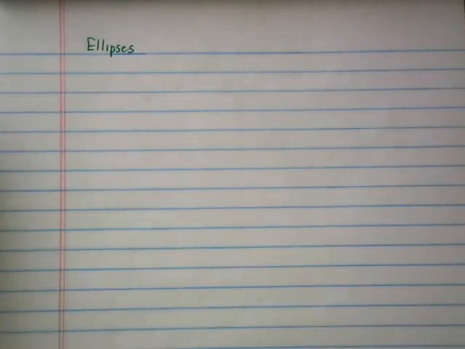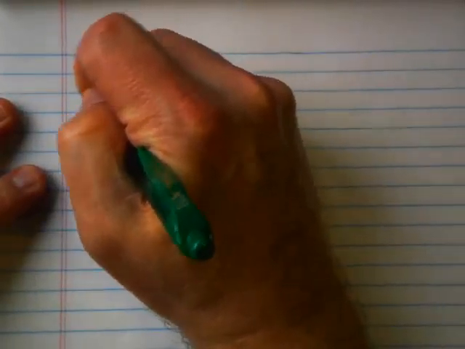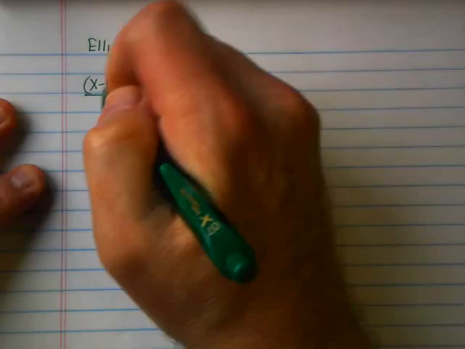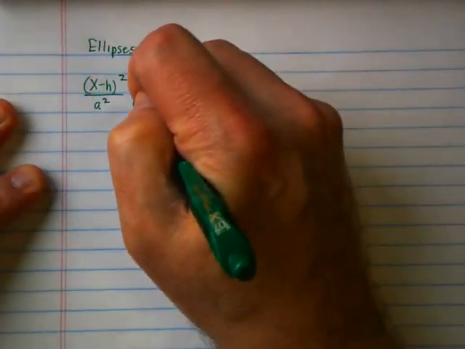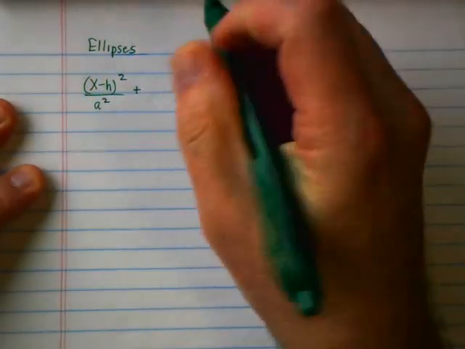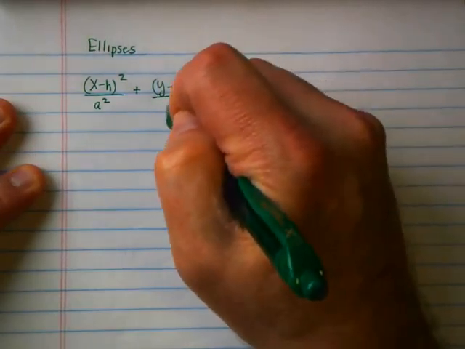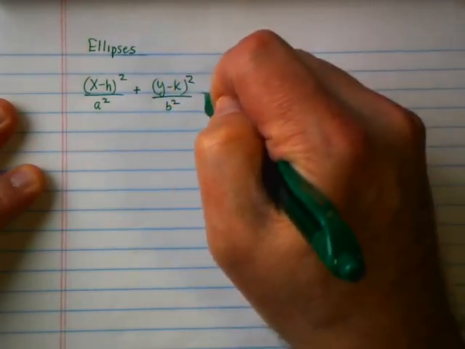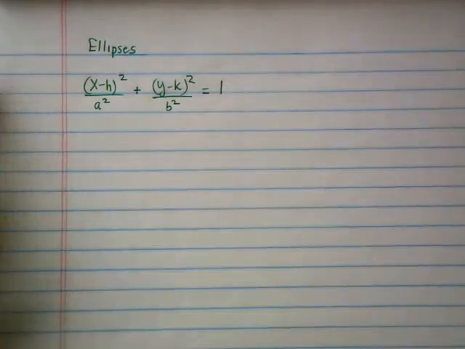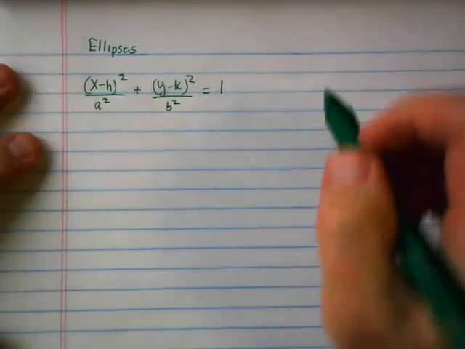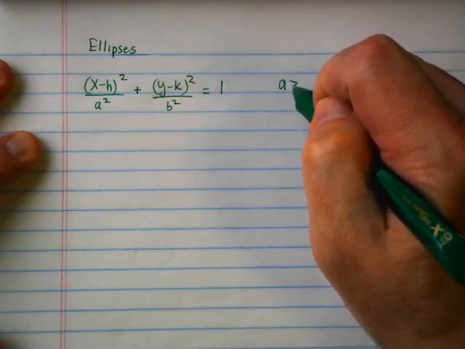What was our equation? We had two equations for ellipses, depending on if they were long and short or if they were tall and skinny. What did our equations look like? x minus h squared over a squared plus y minus k squared over b squared equals 1. And we had the rule that a was bigger than b.